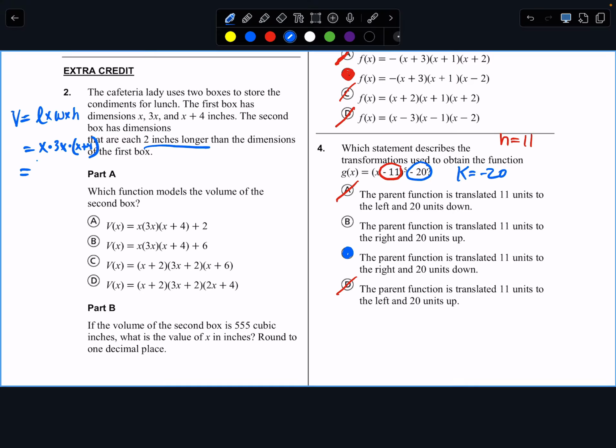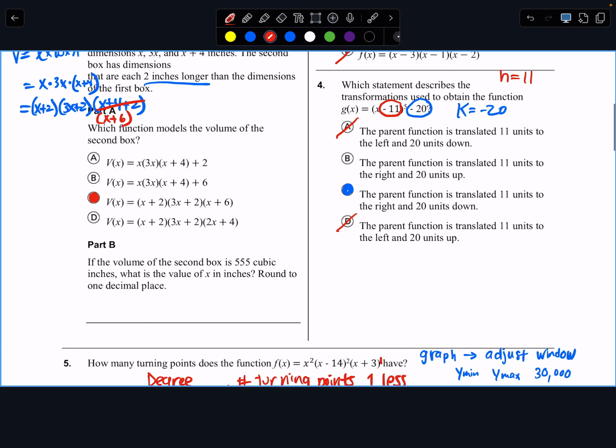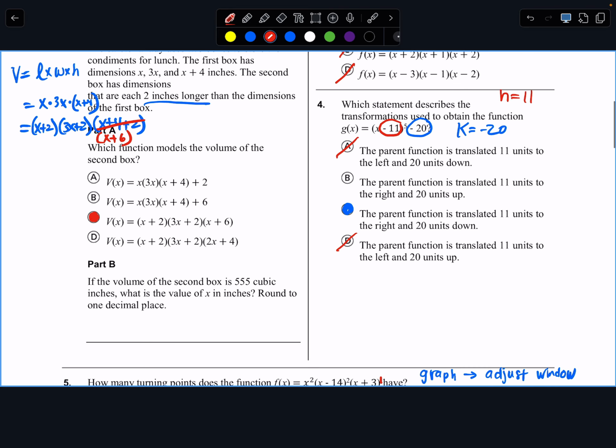So I'm going to add 2 to the first one, x plus 2. Add 2 to the second one, 3x plus 2. And then to the third one, x plus 4 plus 2, which when we simplify becomes x plus 6. So which one of those volumes is the correct one? C. Now, this very last part, if the volume of the second box is 555 cubic inches, what is the value of x in inches?